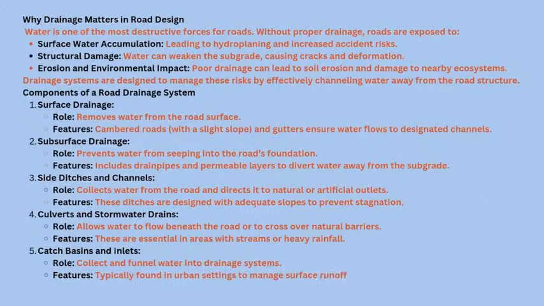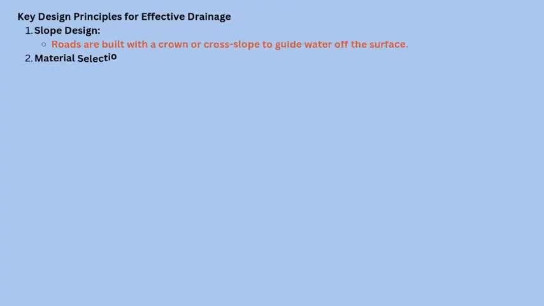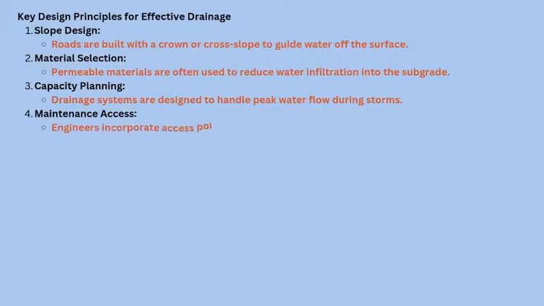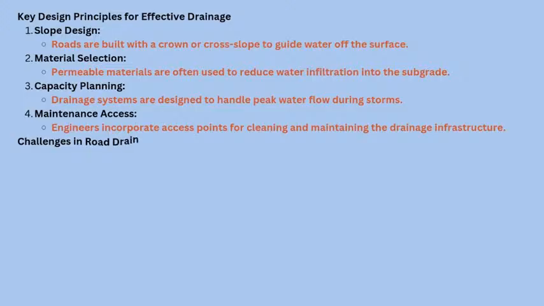5. Catch basins and inlets. Role: collect and funnel water into drainage systems. Features: typically found in urban settings to manage surface runoff. Key design principles for effective drainage. 1. Slope design. Roads are built with a crown or a cross slope to guide water off the surface. 2. Material selection. Permeable materials are often used to reduce water infiltration into the subgrade. 3. Capacity planning. Drainage systems are designed to handle peak water flow during storms. 4. Maintenance access. Engineers incorporate access points for cleaning and maintaining the drainage infrastructure.